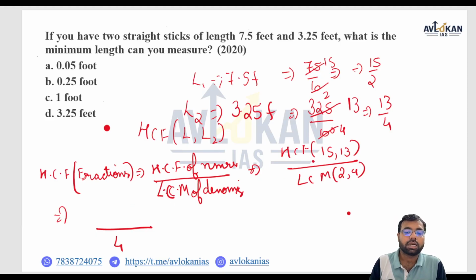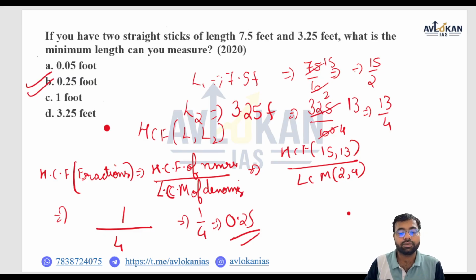और 13 और 15 दोनों क्या है? कोप्राइम. तो इनका HCF क्या हो गया? 1. So what is my answer? 1/4, and that is 0.25. It's an easy question and it was doable. Thank you. We'll meet again.